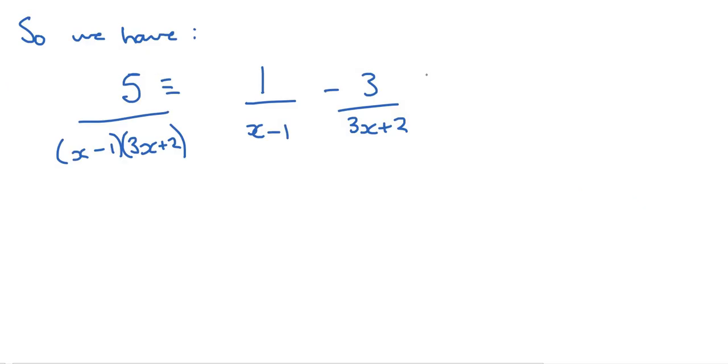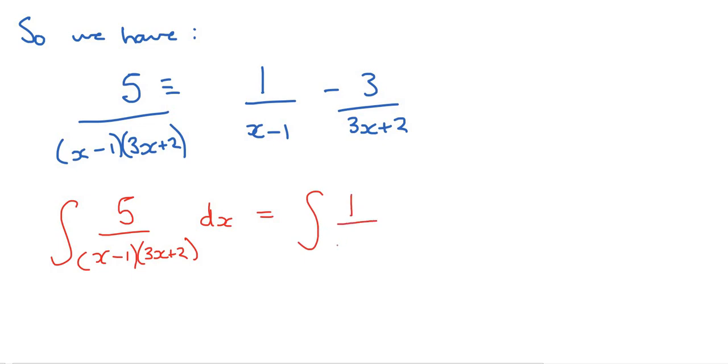Okay, so let's clean this up a bit and write out what we've got. We have the thing we started with, the thing we're trying to integrate, 5 over (x minus 1)(3x plus 2), is equal to 1 over x minus 1 minus 3 over 3x plus 2. And we can easily integrate this now, so let's go ahead and do that. The integral of 5 over (x minus 1)(3x plus 2) dx is now equal to the integral of 1 over x minus 1 minus 3 over 3x plus 2 dx.